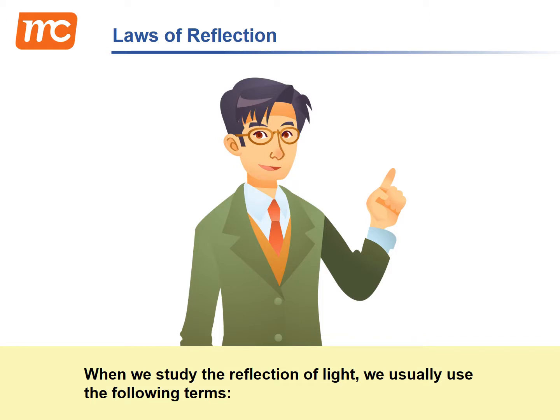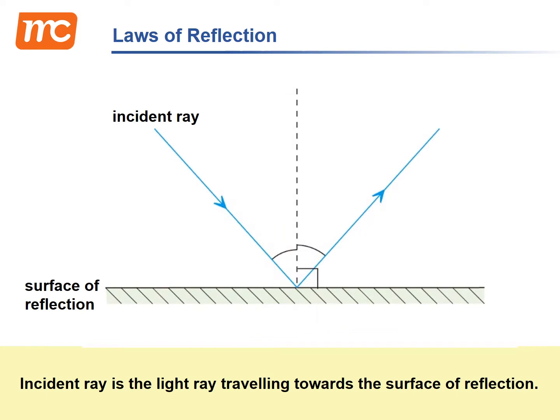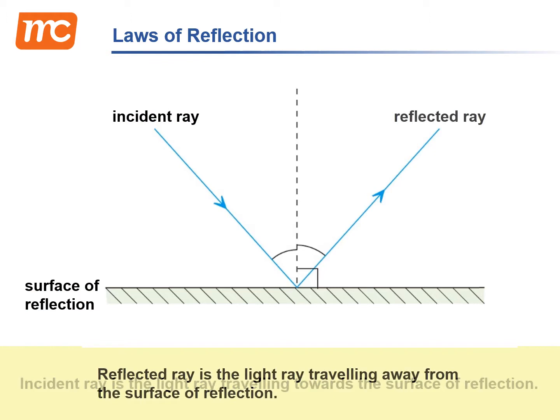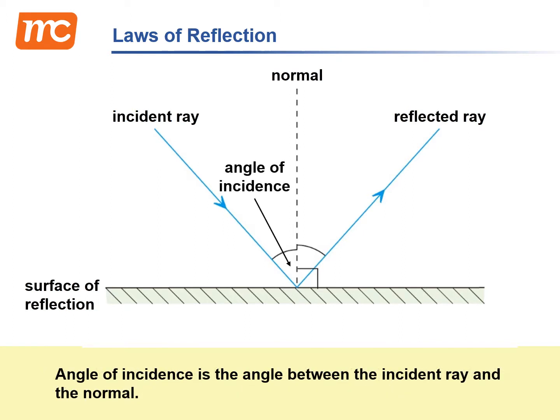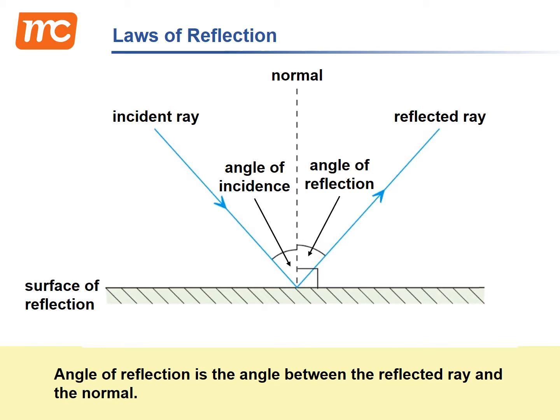When we study the reflection of light, we usually use the following terms. Incident ray is the light ray traveling towards the surface of reflection. Reflected ray is the light ray traveling away from the surface of reflection. Normal is an imaginary line drawn perpendicular to the reflecting surface at the point where the incident ray hits the surface. Angle of incidence is the angle between the incident ray and the normal. Angle of reflection is the angle between the reflected ray and the normal.